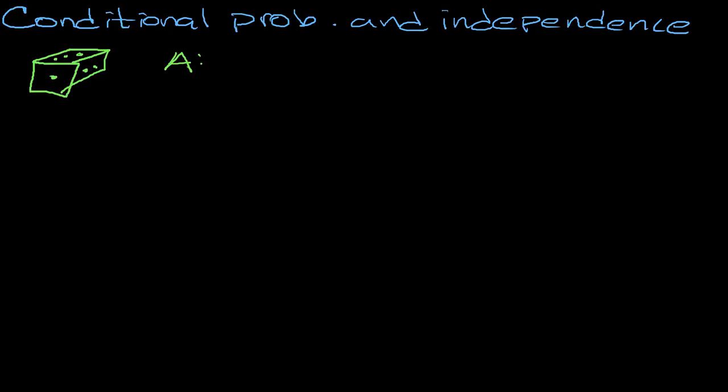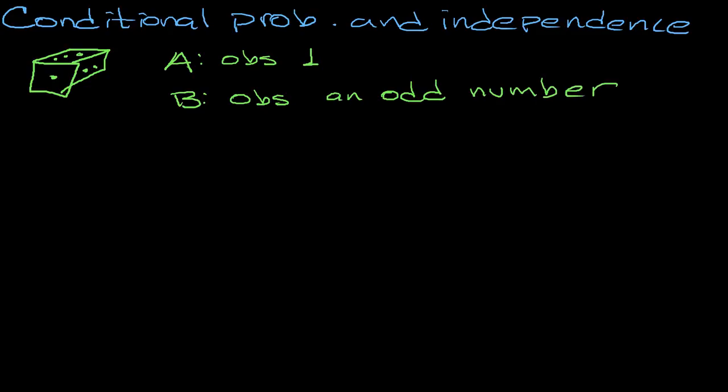Let's define two events. Let's call A the event of observing a number 1, and let's define event B as the event of observing an odd number. So first of all, if we want to compute the probability of A, since A is the event of observing a 1, then the probability of observing a 1 is just 1/6. Again, we are assuming that all outcomes are equally likely.